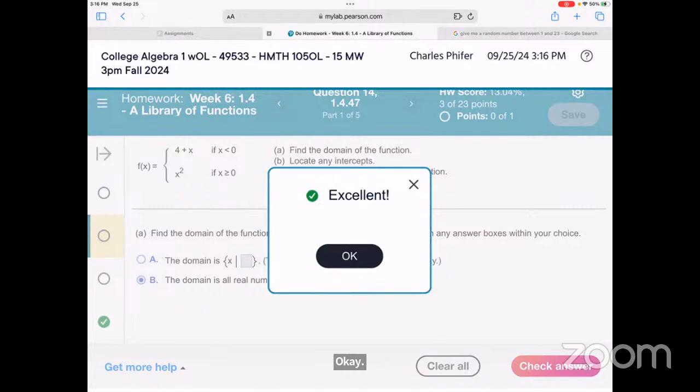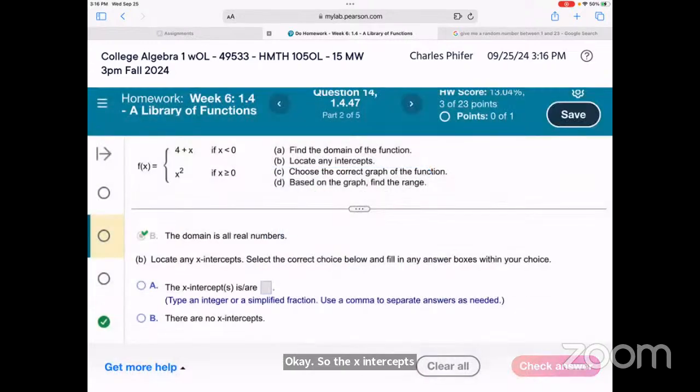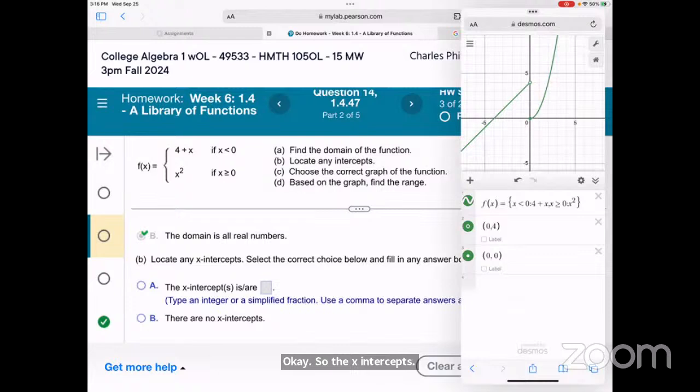Okay, so the x-intercepts. Let's see, where does it cross the x-axis? It looks like when x is -4 and when x is 0.